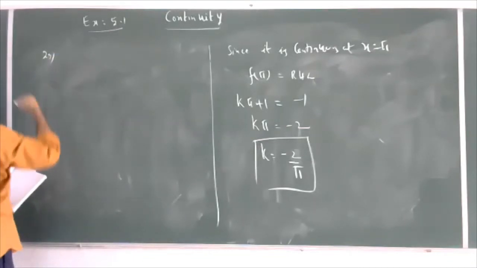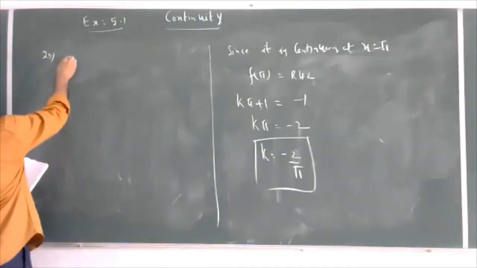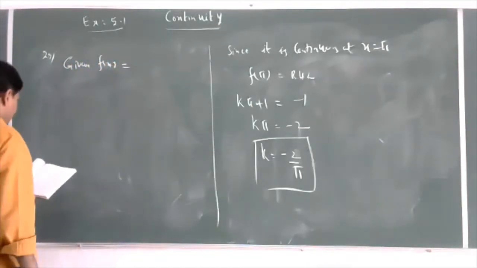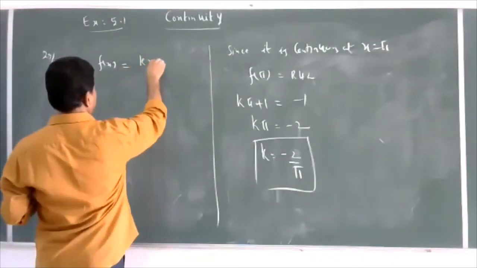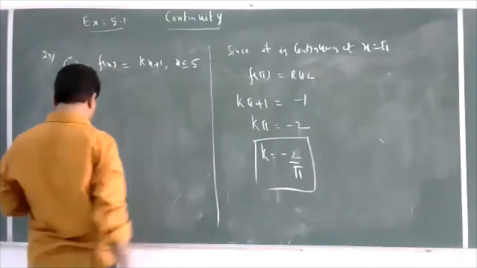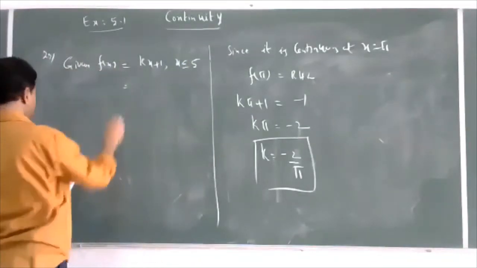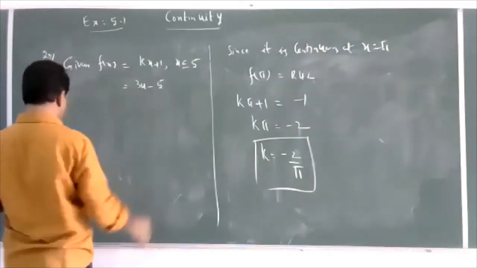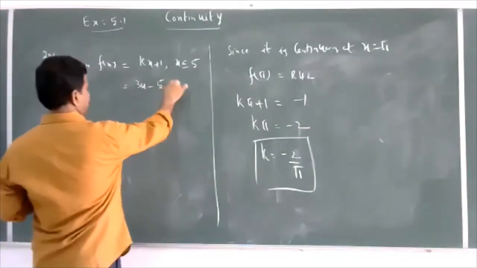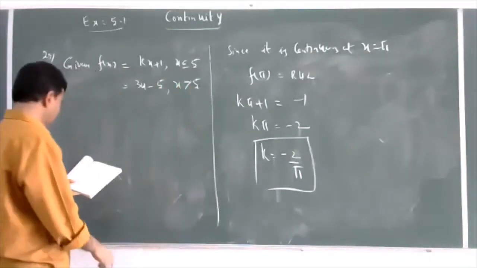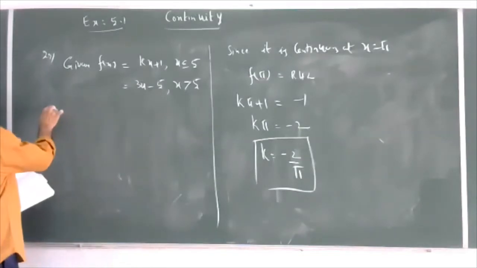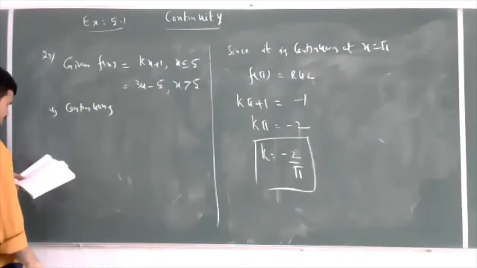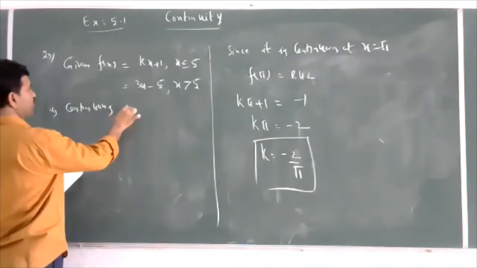So, 29th problem. Given f of x is equal to kx plus 1 when x value is less than or equal to 5, and equal to 3x minus 5 when x value is greater than 5, is continuous at x is equal to 5.